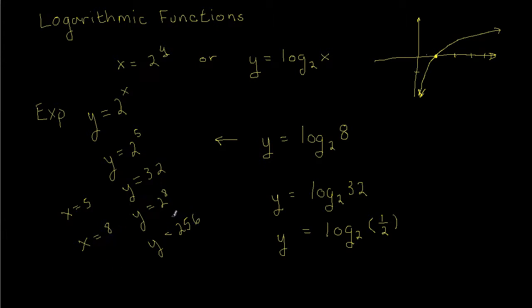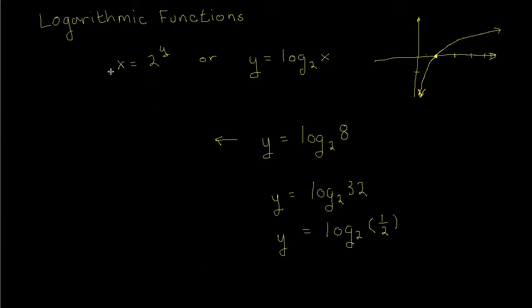With the inverse function, we're going to take all of this and turn it around, so our x becomes y, our y becomes x, or vice versa, and we get this expression right here. This is the logarithmic function. So here, let's just get rid of the exponential function, and we're left with the logarithmic function.